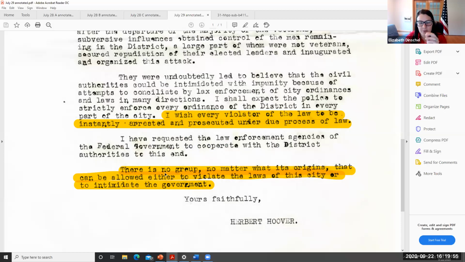And he ends with this real stinger. "There is no group, no matter what its origins, that can be allowed either to violate the laws of this city or to intimidate the government."